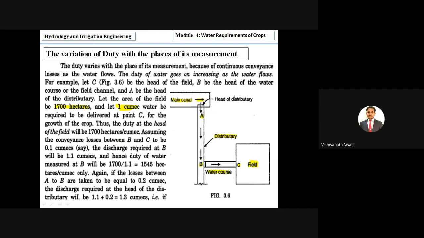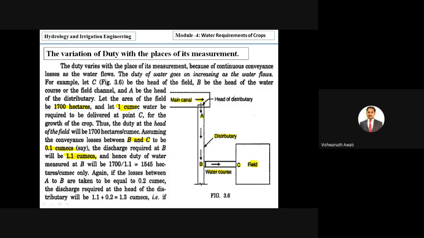No. Why? Because from the main canal to the distribution canal there will be some losses. Then from distributary canals to the water course there will be some losses. So losses will be considered. For example, for B and C, from the distributary canal to the water course there is 0.1 cumec of water loss. If we consider a loss of 0.1 between B and C, then it is different, that is 1.1 cumec of water is required, correct?